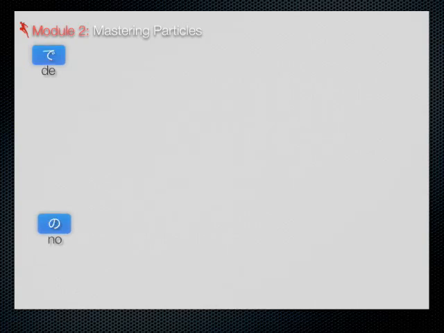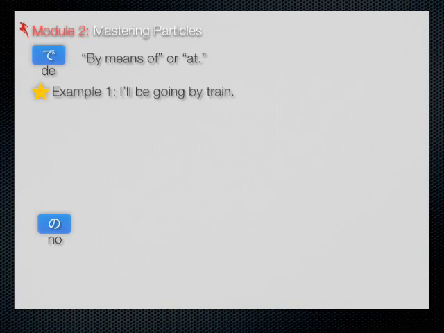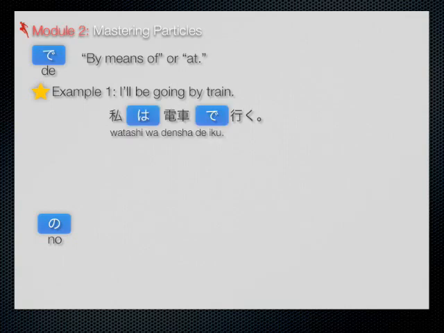Alright, so let's take a look at de. De is used when you're trying to say by means of or at. Let me give you some examples. If you wanted to say, I'll be going by train, or I'm going by train, you would say, watashi wa densha de iku. So densha is train, iku is to go. You link those two words together using de because what you're trying to get across is that you're going somewhere by means of train.